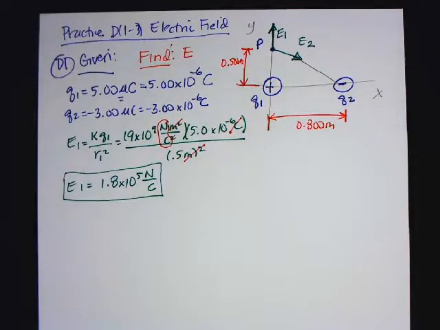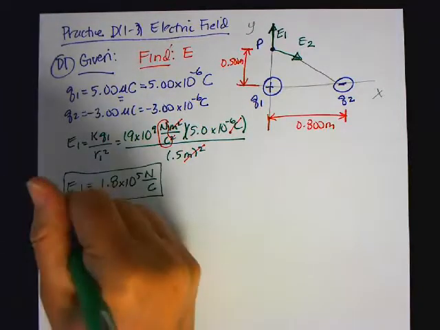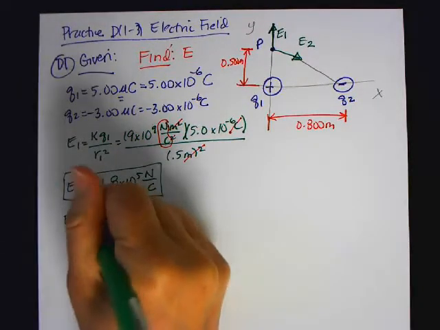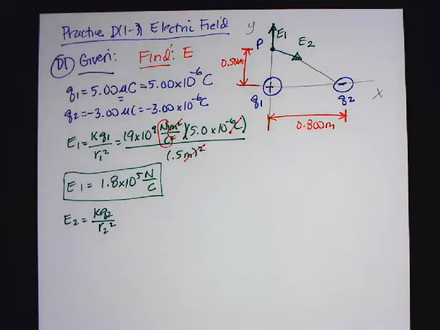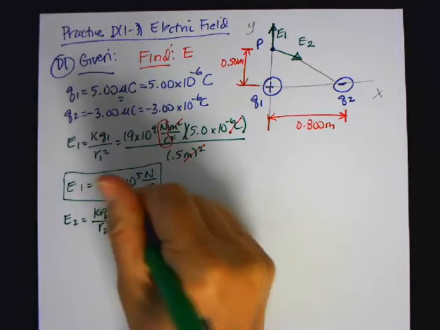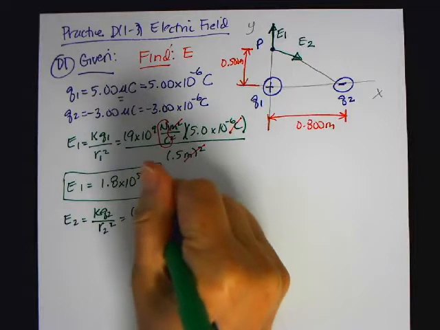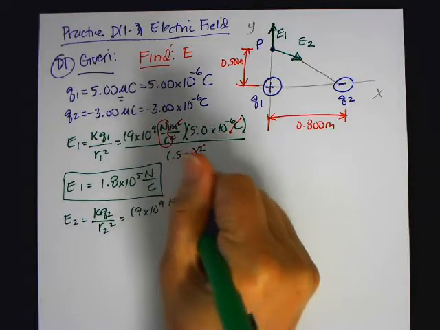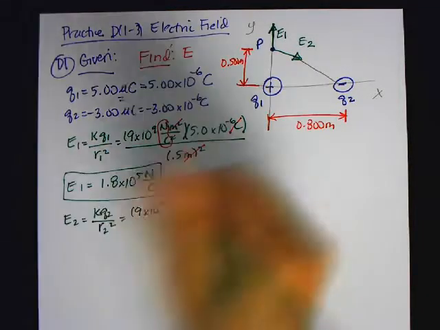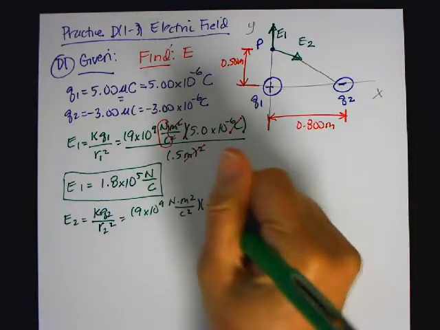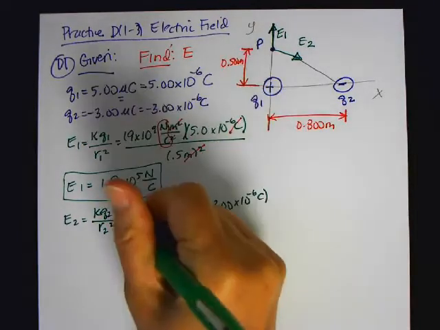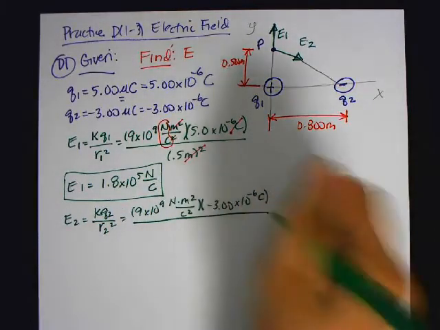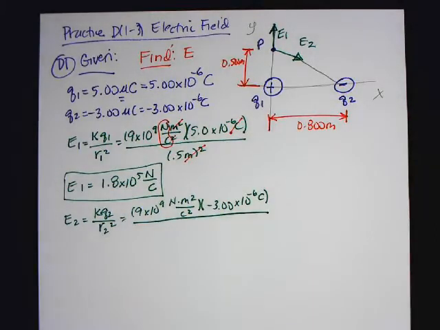Now I'm going to do the same thing for E2. So E2 is equal to K Q2 over R2 squared. Okay? So it's going to be 9 times 10 to the 9 Newton meter squared per coulomb squared times -3 times 10 to the -6 coulombs divided by, now here's the part that's a little tricky.